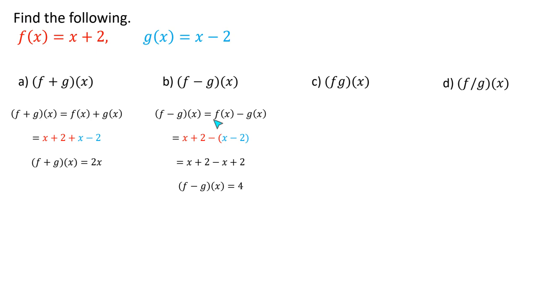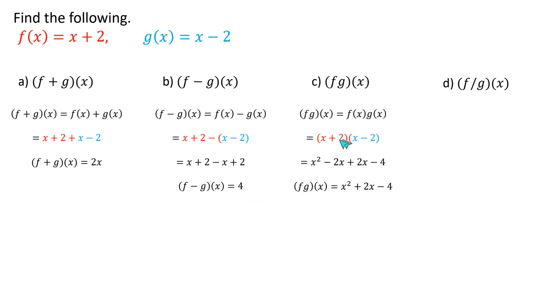If we subtract, again, we can rewrite it as f of x minus g of x. So we end up with x plus 2 minus. Don't forget parentheses because the minus will be applied to everything. So negative x and negative negative is positive 2. So x plus a negative x is 0. 2 plus 2 is 4.